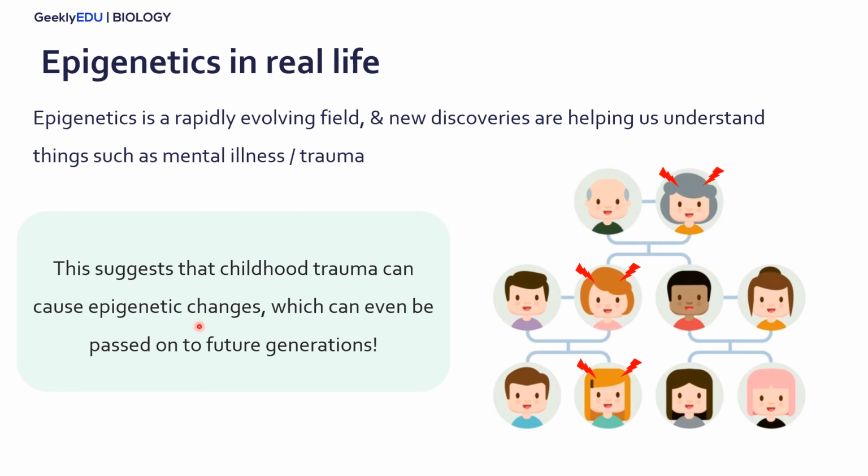And then also new research has shown in mice and rats that these epigenetic changes can actually be passed on to future generations. So trauma in one generation can actually persist through generations. And so this has really important and exciting implications in the real world.